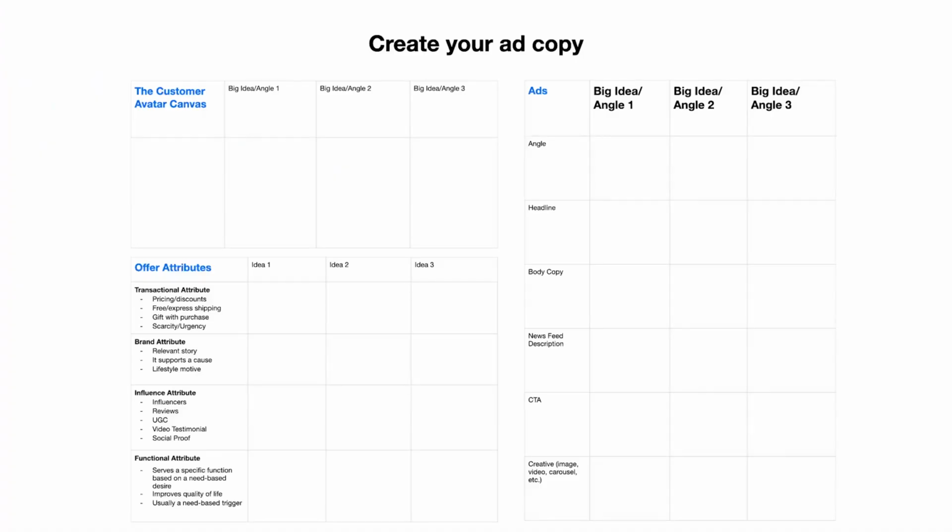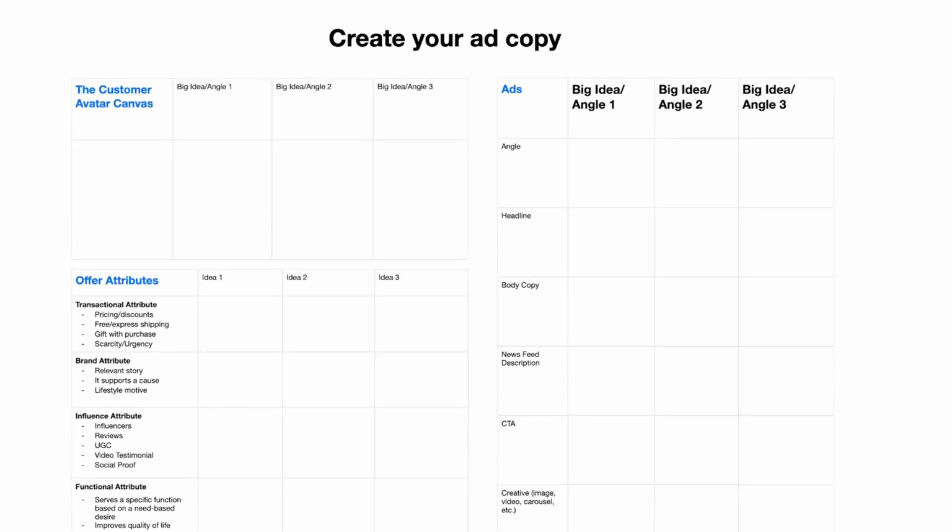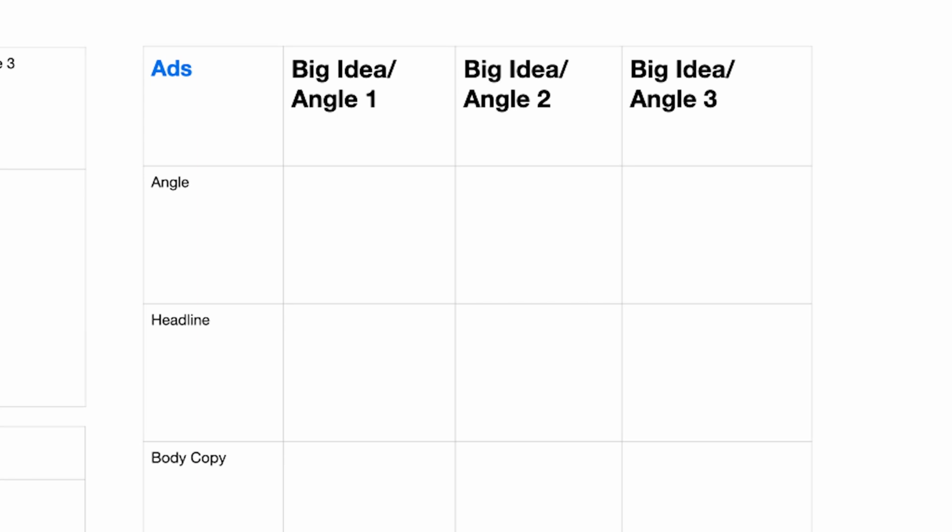So with the chart here that you're seeing on the right, these are all the components you need to create a Facebook ad. At the very top, in the very first row, it says angle. This part we aren't going to be using in your actual ad. This is just the big idea or the angle that you pulled from your customer avatar canvas. So you're just going to name the ad. You're going to say, this is the angle for this ad that we're creating.